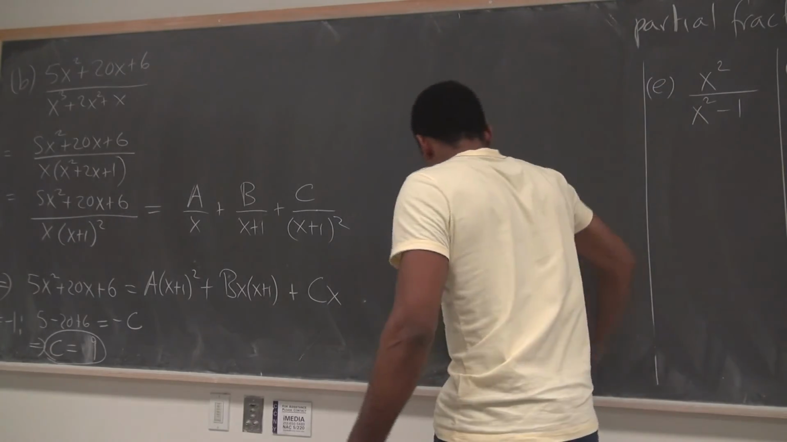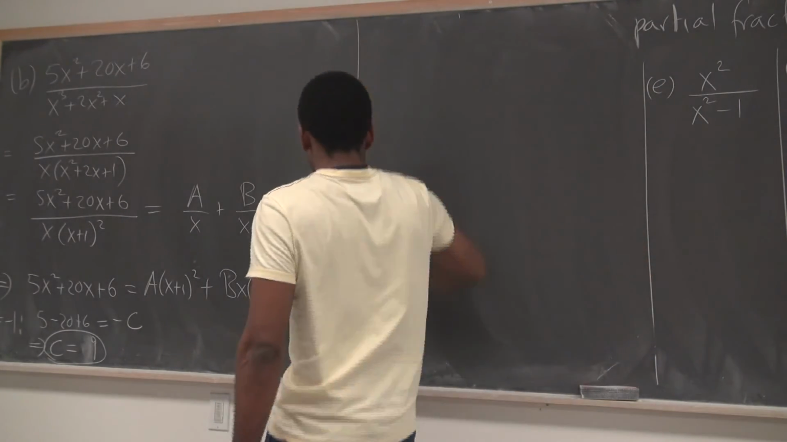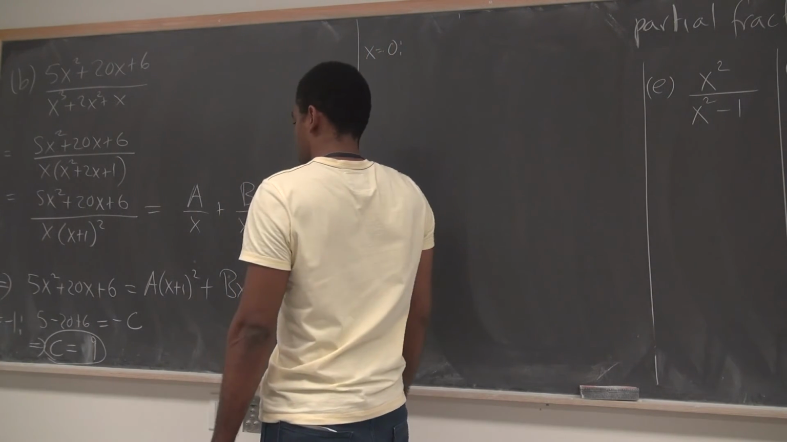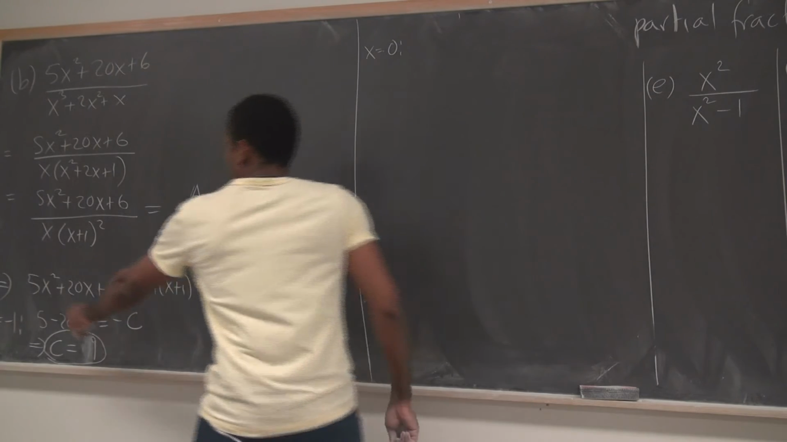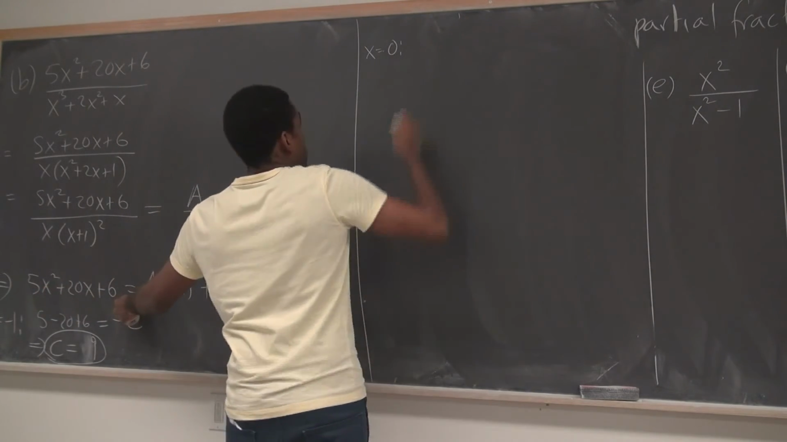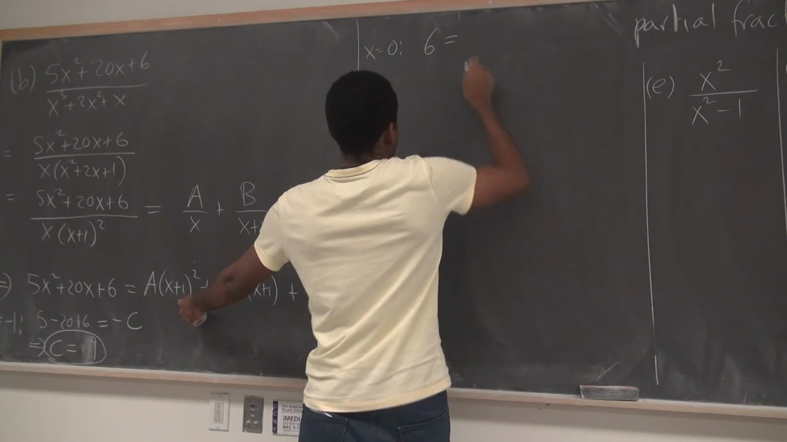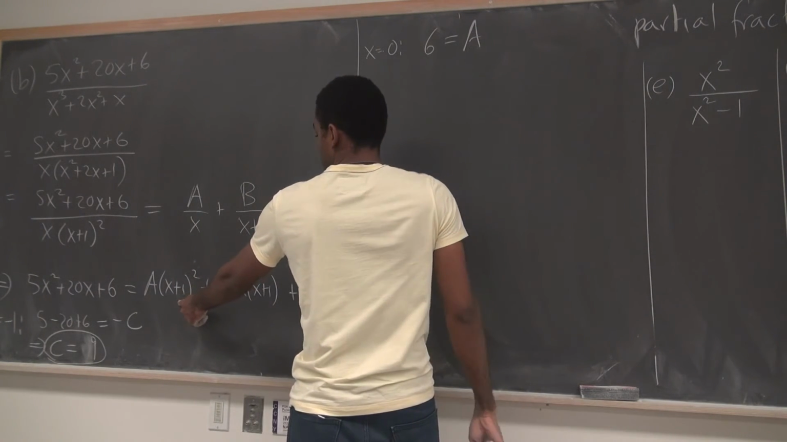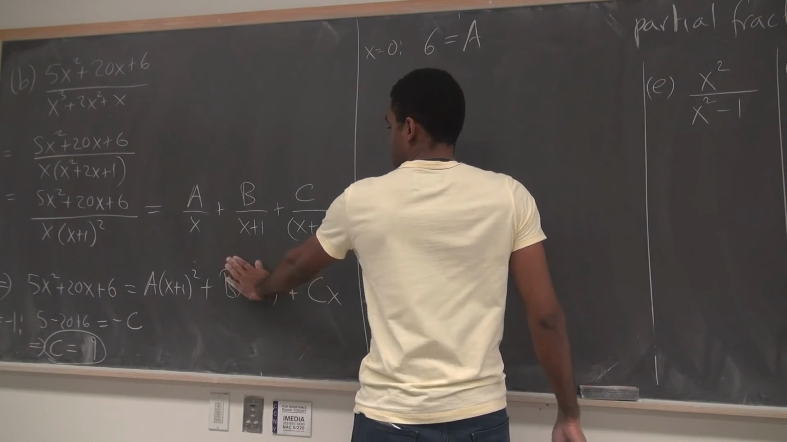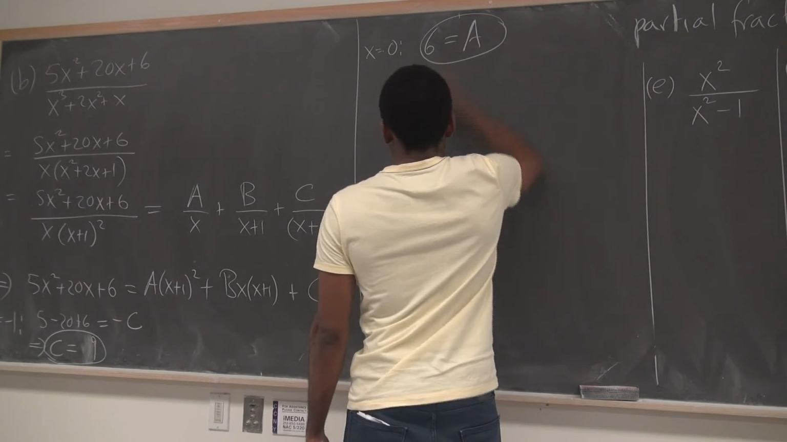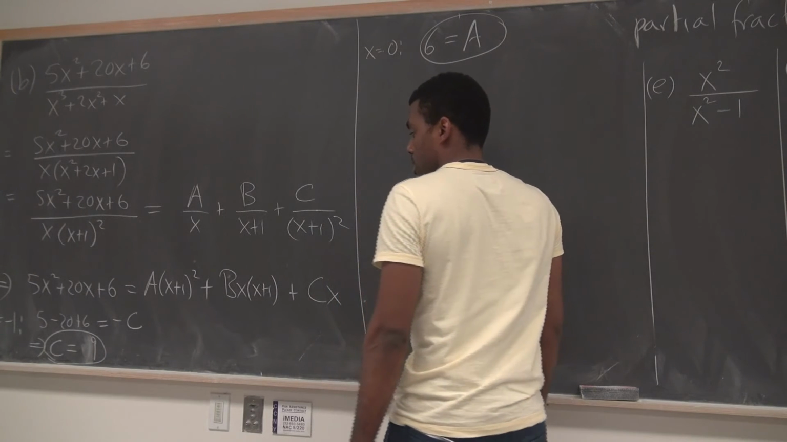What about the others? Well, we already knew another convenient value. If x equals 0, what happened? This cancels, I'm just left with a 6. What happens to the A? I just become A, because x is 0. This would die, that would die. So A equals 6. What about the third guy?